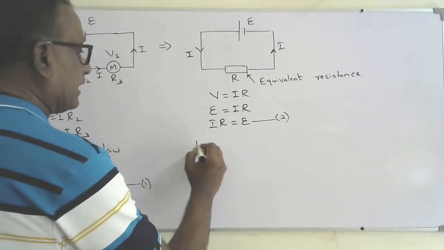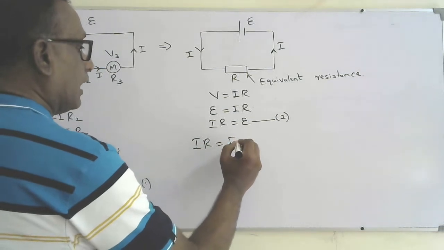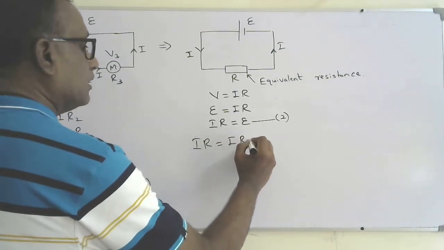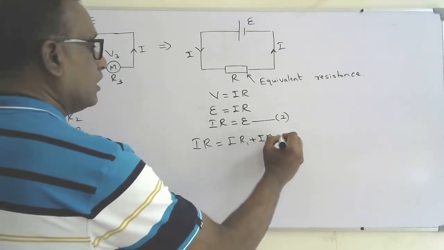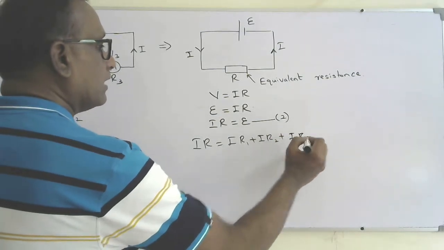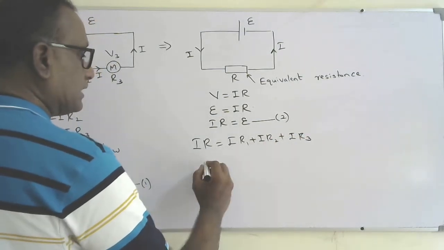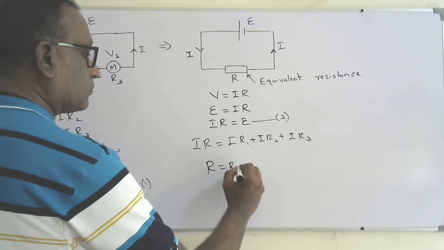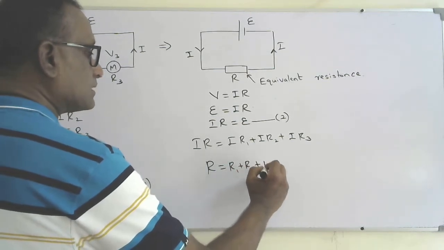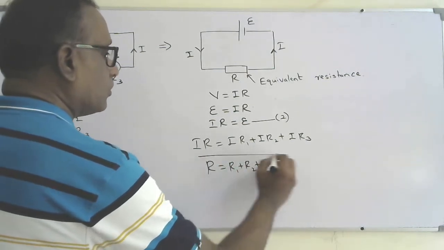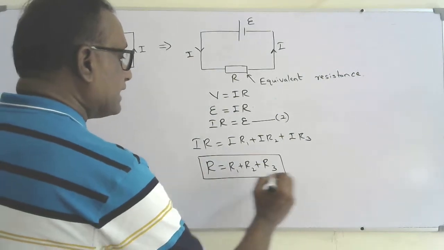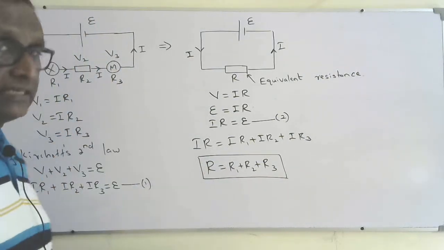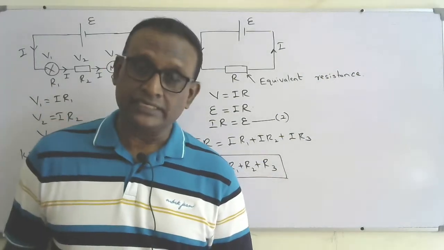So that means IR equal IR1 plus IR2 plus IR3. All the I will get cancelled. So R equal R1 plus R2 plus R3. So when components are connected in series, they will be just added. That will give the equivalent resistance.